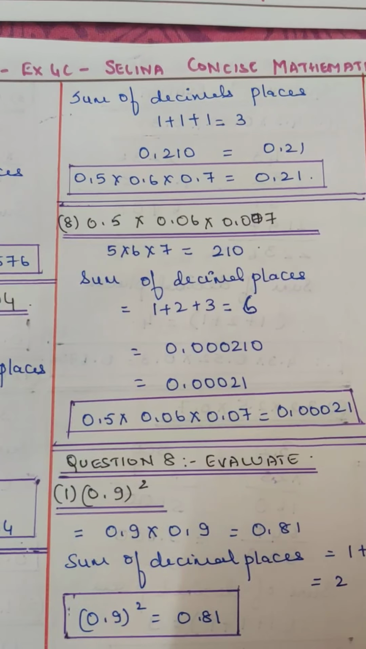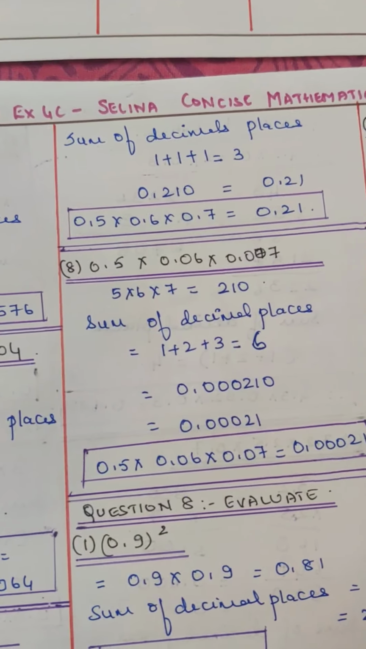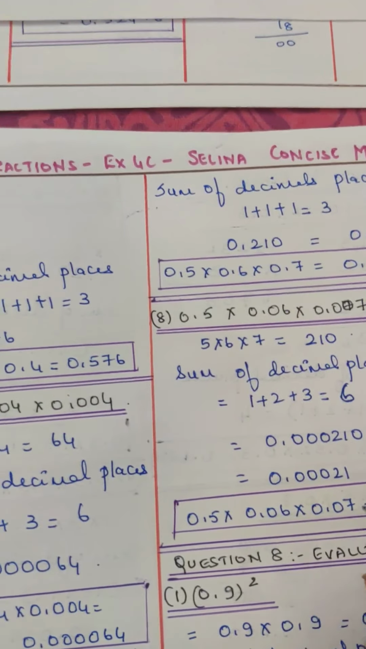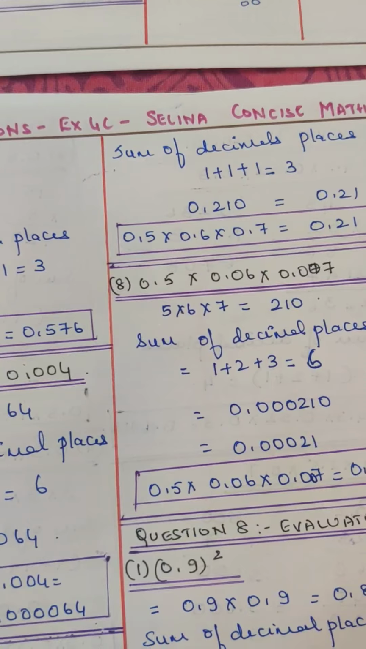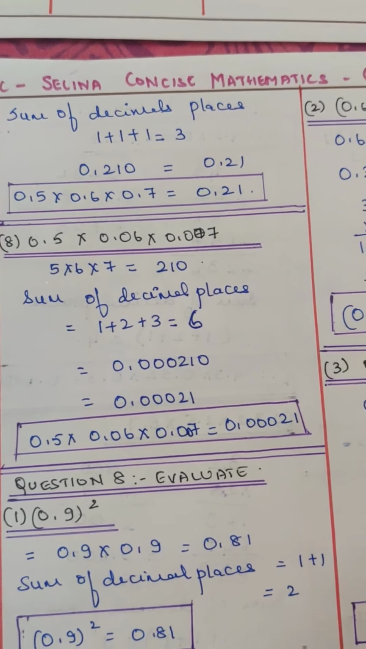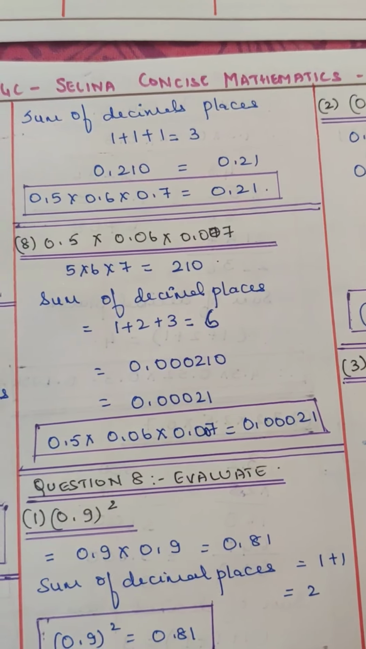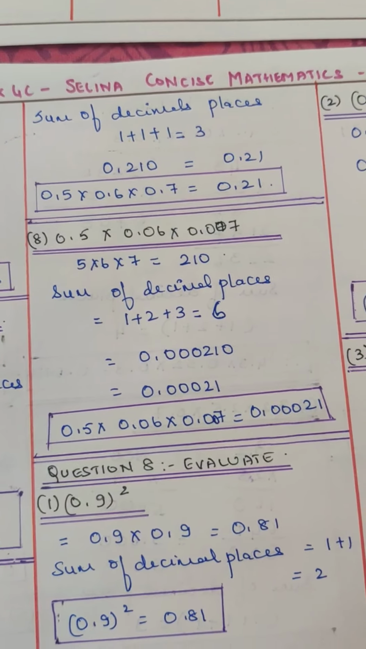I'm sorry, I had to put another 0. So just give me 1 minute. I will just put another 0 here. Okay. So you have 6 digits. So it becomes 0.00021. Hope this exercise is easy.